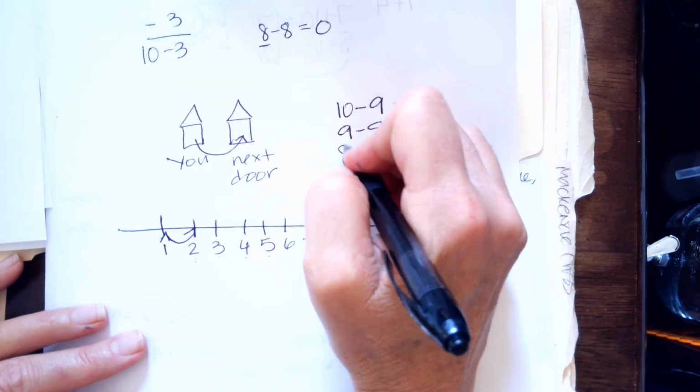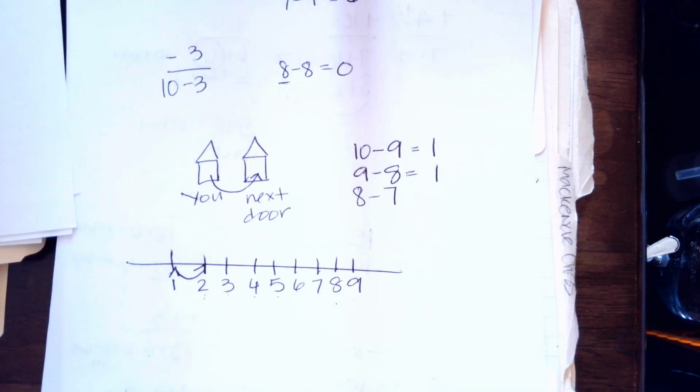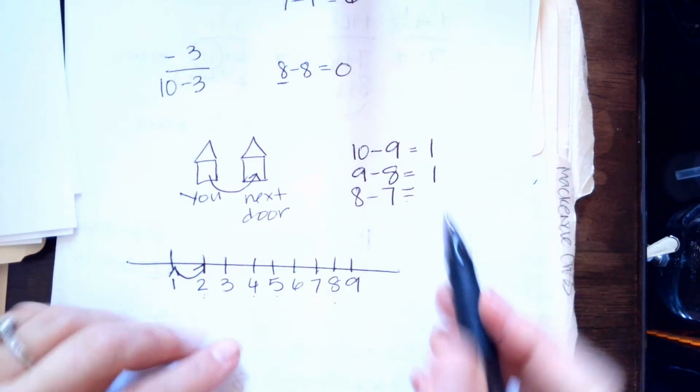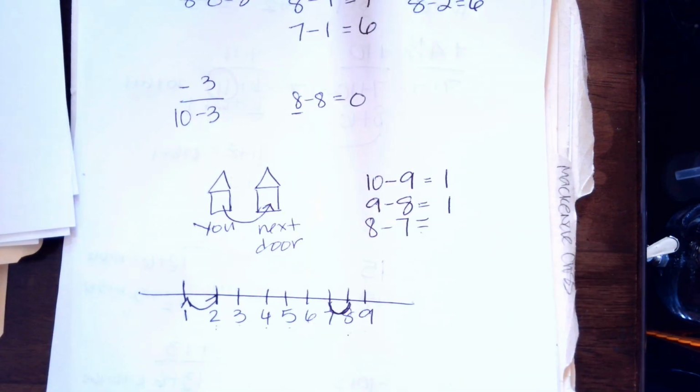How about 8 minus 7? Does 8 live next to 7 on the number line? 8 does live next to 7. Yep. So what is the answer? It is 1. Because they live next to each other on the number line, how many jumps do they live from each other? 1, right? Yes, 1.